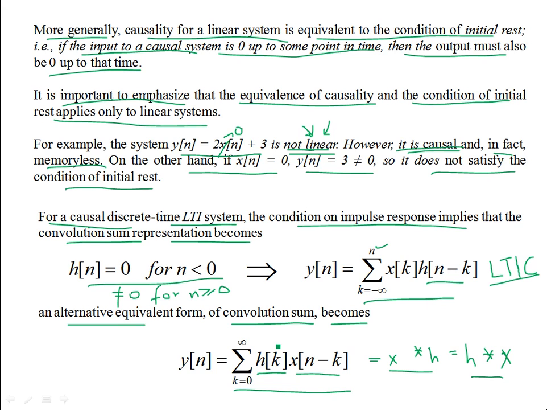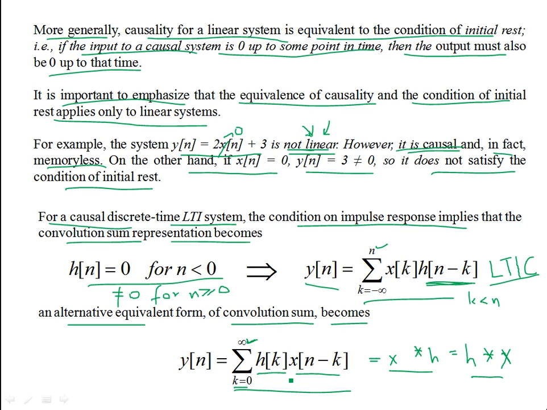Now, if you have to flip the input sequence, then h of k can't take negative arguments, so you have to modify the limits accordingly. If you're using the commutative version of this convolution sum, then k has to start at 0 and go to infinity. This modification of the limits of summation is important for causal systems in terms of how the impulse response is written. For example, over here this is h of n minus k, so k has to be less than n for the system to stay causal.